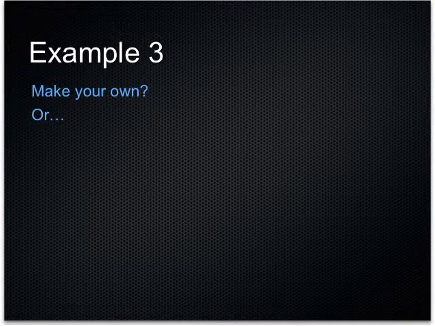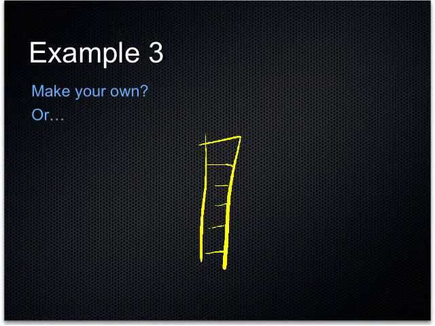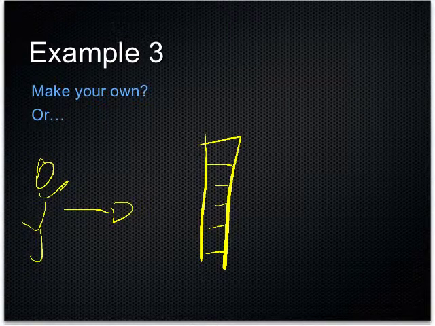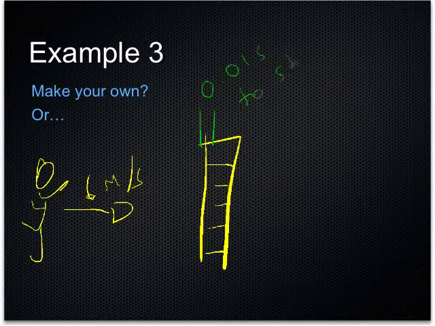Make your own, or you could do something like this. Let's say we had a brick wall. You were running along at 6 meters per second. And when you collided with the wall, you took 0.01 seconds to stop. So the first question is, what is the acceleration?